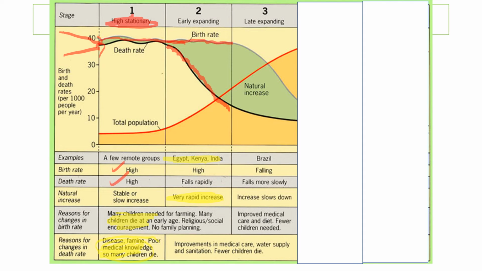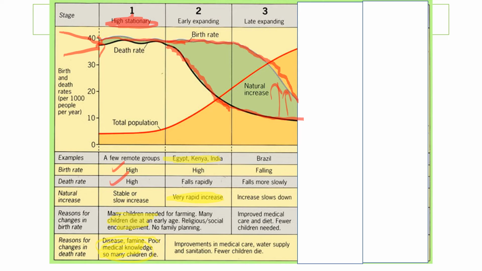You then go to the late expanding phase, and this is when the death rate continues to drop but then starts to level out to a natural low, and the birth rate also starts to gradually decrease as well. So your birth rate is still greater than your death rate. If you look at the difference there, you've still got a greater birth rate than death rate. So your population will increase, but it will increase slowly as a result.